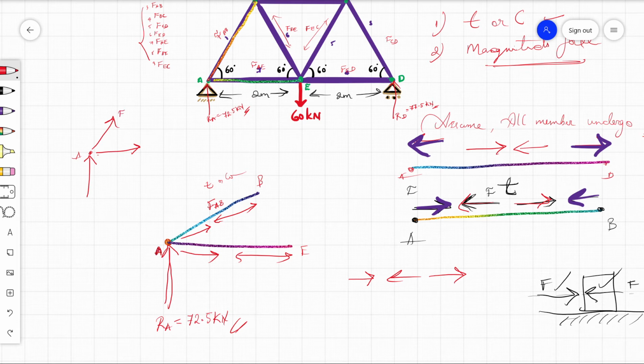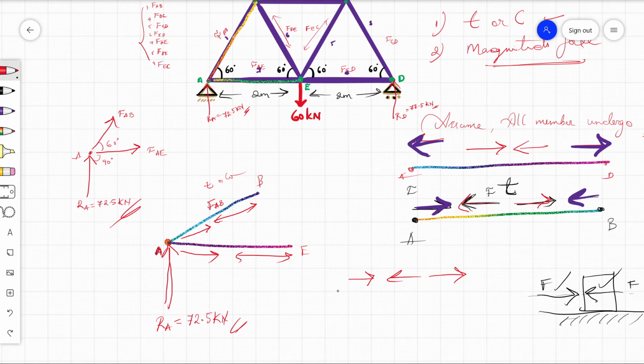So we call this force FAB. We call this force FAE, and we know this value is RA, which is 72.5 kilonewton. And the angle between these two is 60 degree. These two is 90 degree. Does this look like a perfect concurrent force system? Yes. This is a perfect concurrent force system, and we solve this with the help of individual joints, each an individual concurrent force system.